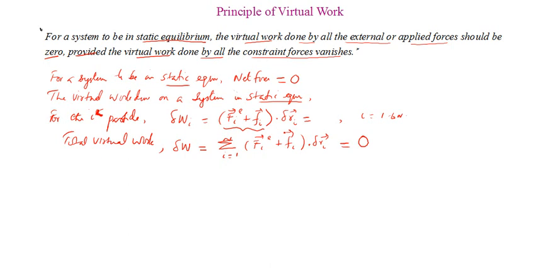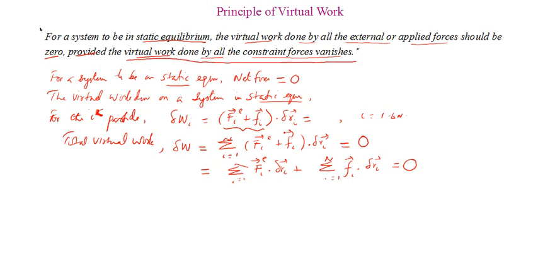Now let me break up this one into two terms. So I can write sum over i equal to 1 to n of Fi external dot delta Ri plus again sum over i equal to 1 to n of Fi, meaning force of constraint, dot delta Ri, that should be equal to 0, right? But we have a fundamental assumption in the principle. What is the fundamental assumption? The virtual work done by all the constraint forces vanishes.